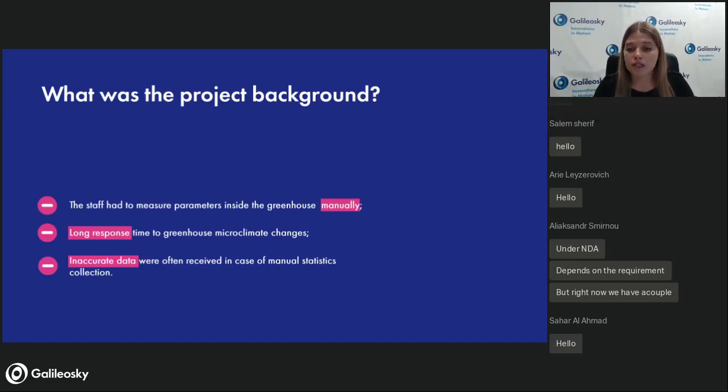All parameters inside the greenhouse were measured manually by someone who comes to the greenhouse and checks what the temperature is, what the humidity is, what the temperature of the soil is, and so on. So it took a lot of time and effort, and moreover, there was no opportunity to react immediately if something was wrong, since staff were not there constantly.